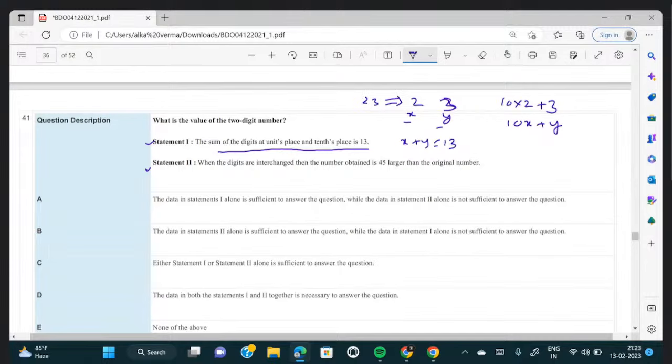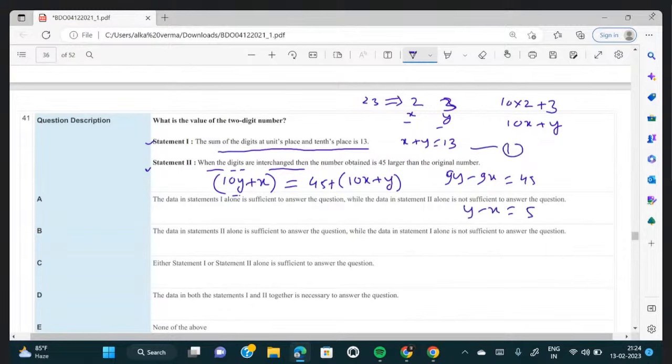According to the first statement, x plus y is 13. Now, according to the second statement, when the digits are interchanged, x becomes y and y becomes x. What does it become? 10y plus x, instead of 10x plus y. It is 45 larger than the original number. The original number is 10x plus y, and 10y plus x is the reverse number. It is 45 more than that. If you solve this equation, you get 9y minus 9x is equal to 45. So y minus x is 5.